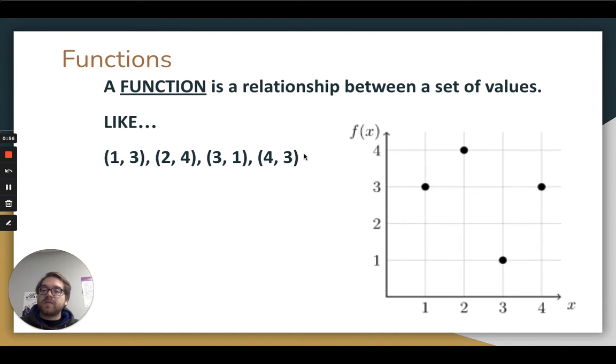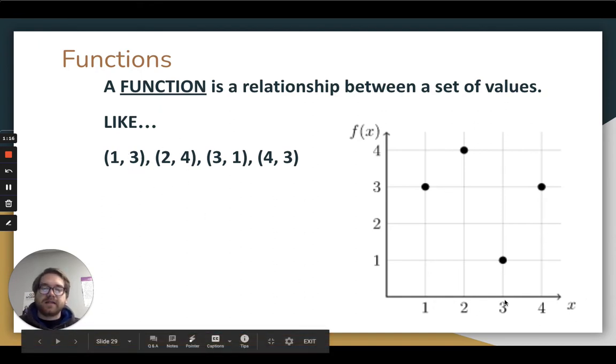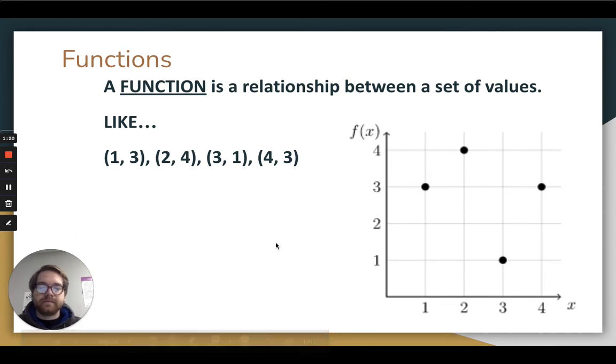If you also remember, that is specifically called a function because it's only one input for every one output, right? It's one to one. But really what we're trying to make sure we understand is that a function is a relationship between a set of values. This number 1 goes with this number 3. This number 2 goes with this number 4. Remember, it's the x's down here related to the y's right here.